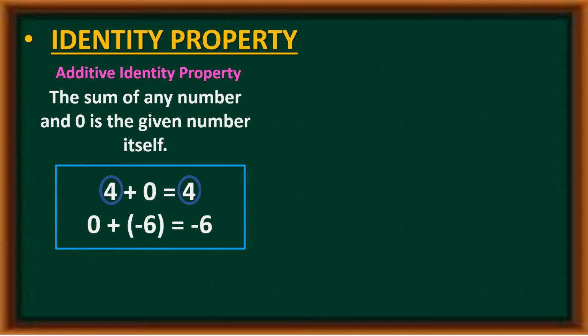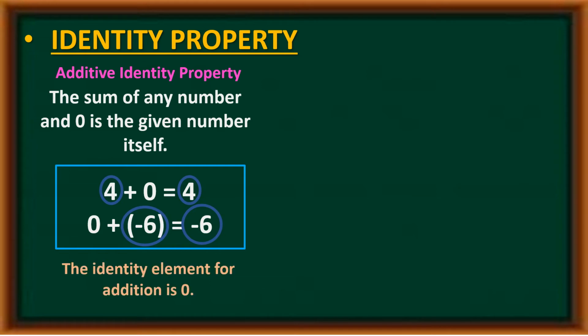4 itself. Then the next one is 0 plus negative 6 is equal to negative 6. In our question, we have negative 6, we add it to 0, the answer is still negative 6. So dito, we use 0 as our identity element for addition. Ibig sabihin, kahit anong number ang inadd natin kay 0, our answer is the same with the given number.